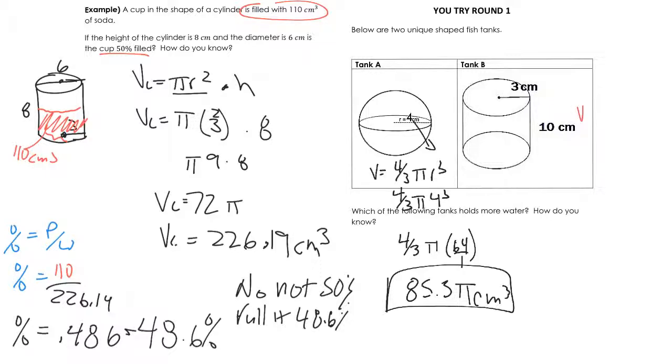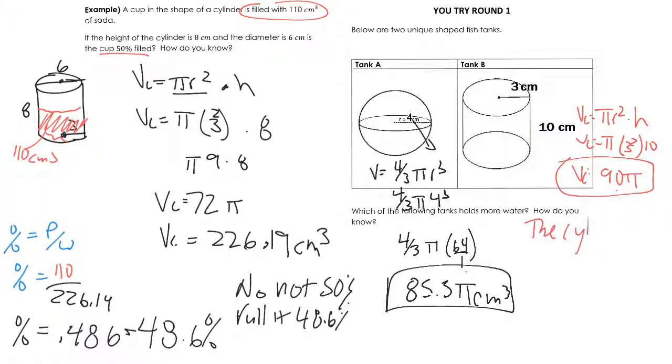Volume of this tank, it's a cylinder. Volume formula for a cylinder is pi r squared, area of the base times the height. And my height's 10. So that's 90 pi. 9 times 10, 90. Volume in the cylinder is 90 pi. So which one holds more? This one's 90 pi. This one's 85 pi. The cylinder holds more. It has a bigger volume.